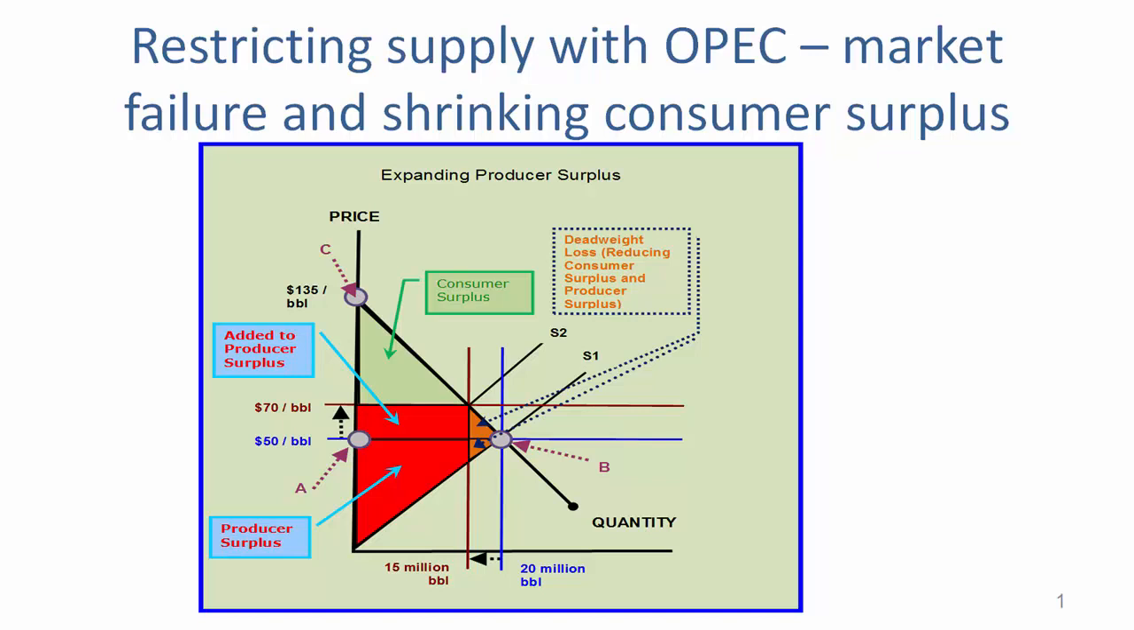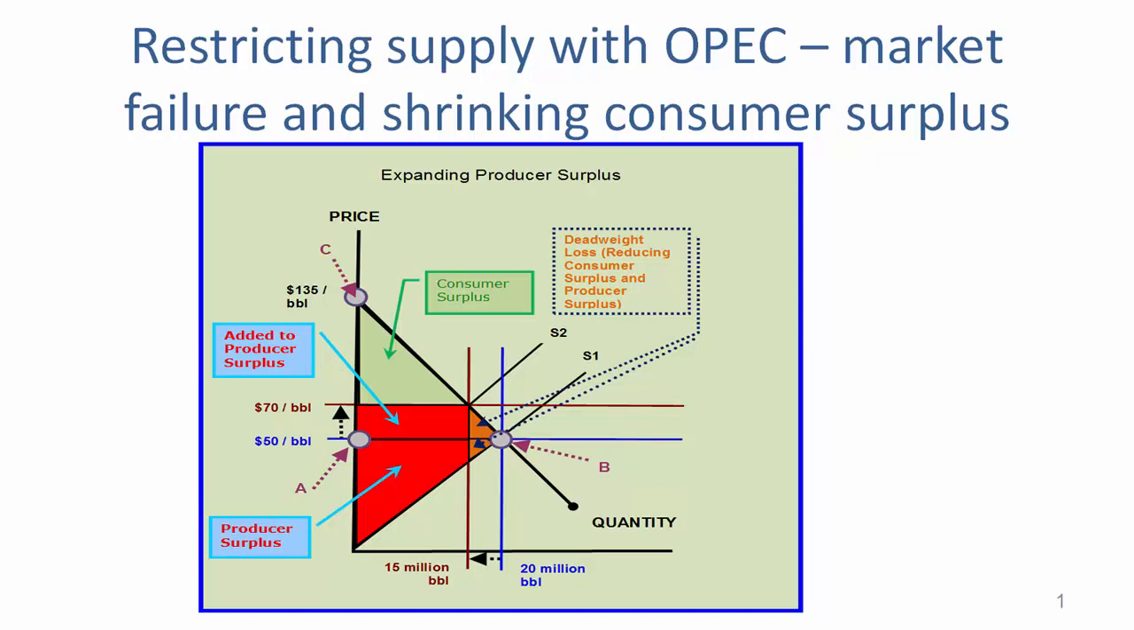This is what is referred to as consumer surplus when the price is at $50 per barrel. The buyers or consumers in this case expend an amount equal to the price of $50 per barrel times the quantity demanded of 20 million barrels, or $1 billion. This is the total revenue going to the firm.